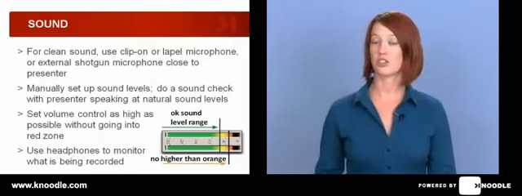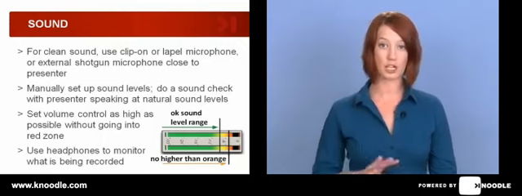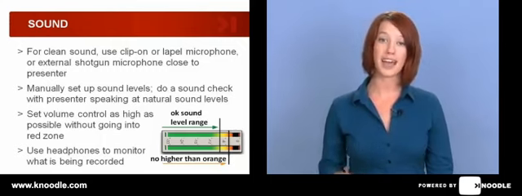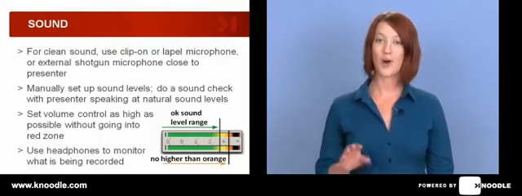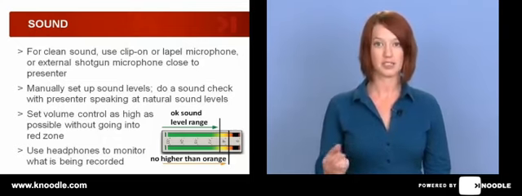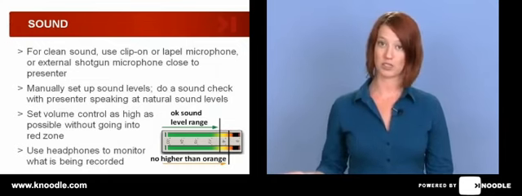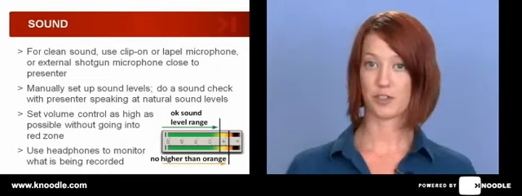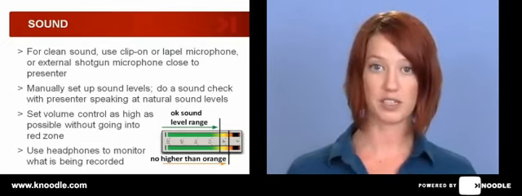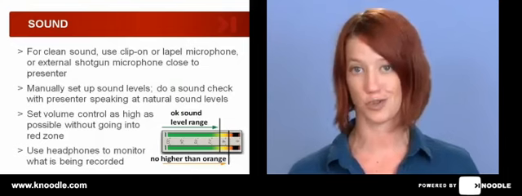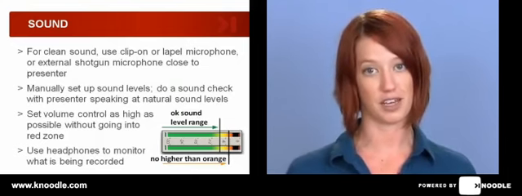If your subject starts to speak much louder than before and it goes into the red zone, you're going to have distorted sound. It's okay to stop the recording, set the levels a little lower, and go again, because once you have distorted sound, you can't fix it. If your sound is quiet, you can always raise the volume, but once your sound is distorted, you can't fix that later in editing.